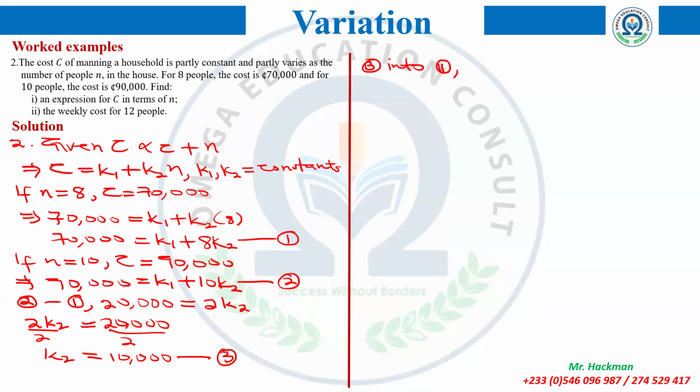So now, wherever I see k sub 2 in equation 1, I substitute what? 10,000 there. So that will give me 70,000 is equal to k sub 1 plus 8 times what? 10,000. In effect, this implies that 70,000, and you can see that as I move from one line to the next, the row goes to the margin, as I have been doing, will be equal to k sub 1 plus 80,000. So on that note, we get k sub 1 to be equal to 70,000 minus 80,000, which will give us minus 10,000. Am I right?